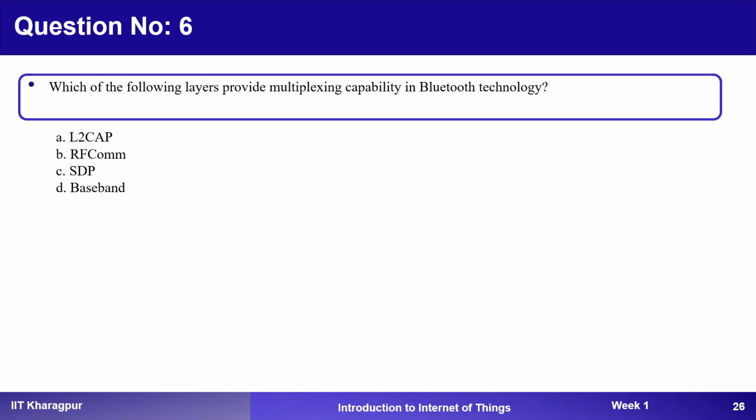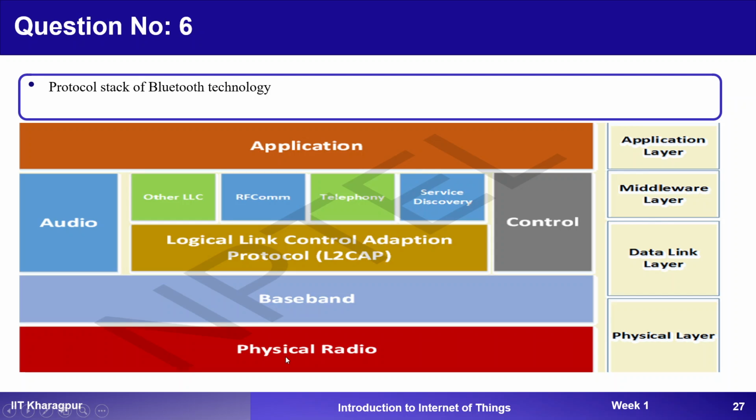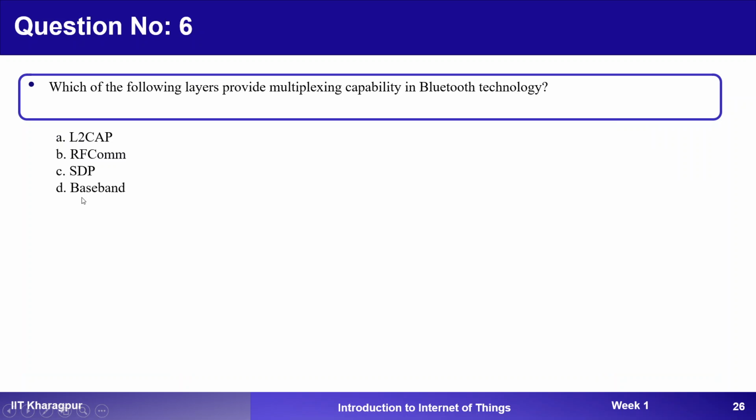Okay. So this is the protocol stack of Bluetooth technology, which consists of various layers. The first one is the physical radio layer, second one is baseband, then these are the layers, and final is your application layer. So I'm going to tell only the function of these layers which are mentioned here.